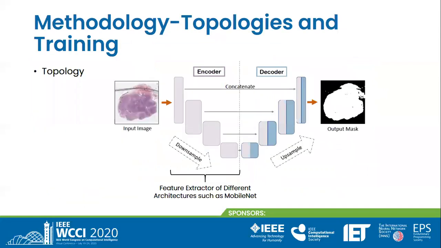We chose UNet as the general topology due to its impressive performance in various medical imaging segmentation tasks. Different networks were compared by utilizing feature extractors of architectures such as MobileNet and EfficientNet-B3 as the encoder part of the UNet. The decoder part was fixed and made up of 5 blocks of upsampling plus convolutional, batch normalization, and ReLU layers.